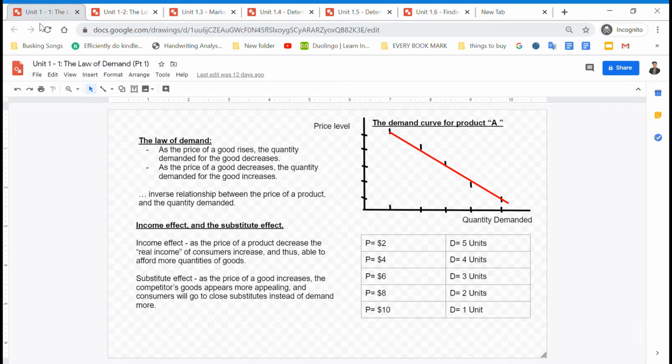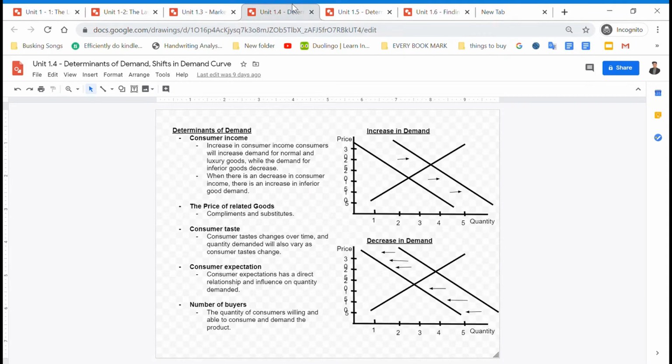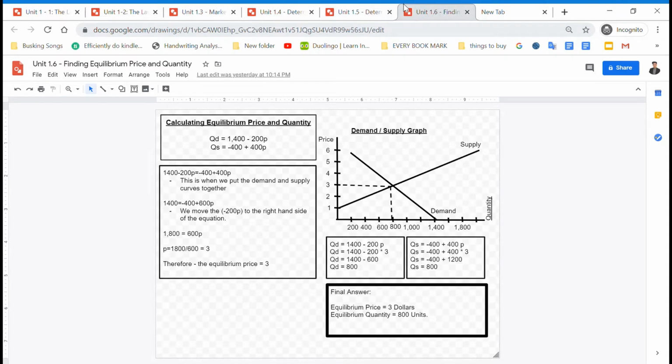Welcome, AP economics students, to this lecture today on a review of units 1.1 to 1.6, basically about demand, supply, and equilibrium. So this is a video review about the economic concepts of demand, supply, and equilibrium. We'll be going into the law of demand, the law of supply, the market equilibrium, the shifts in demand, the shifts in supply, and calculating equilibrium.